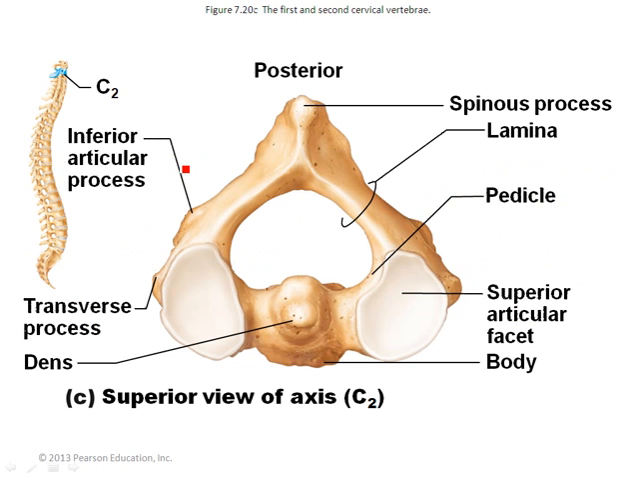If you move down to C2, we call this the axis. So the atlas and the axis. The atlas sits on top of the axis. Where that body is missing in the atlas, this dens or odontoid process basically fits up into that little hole. And an axis is something that pivots. So your head is allowed to pivot.